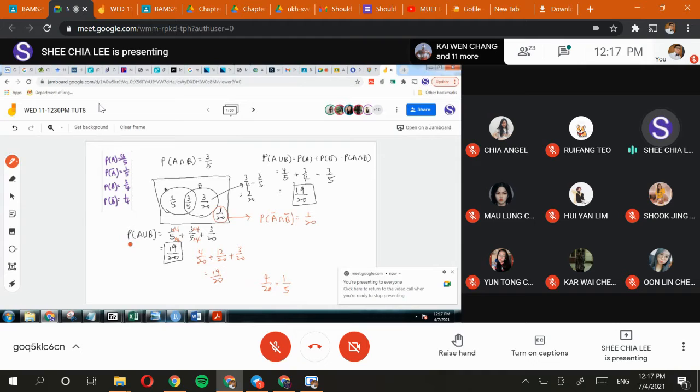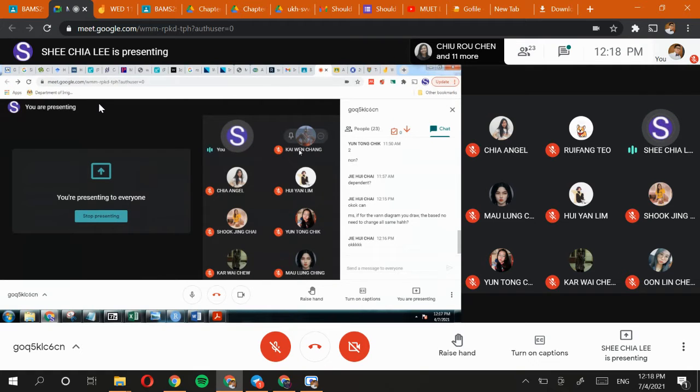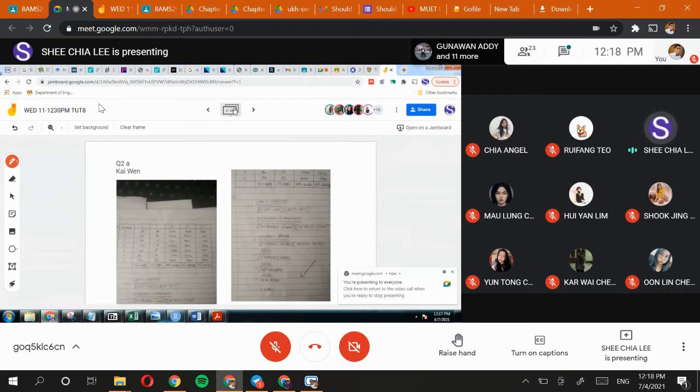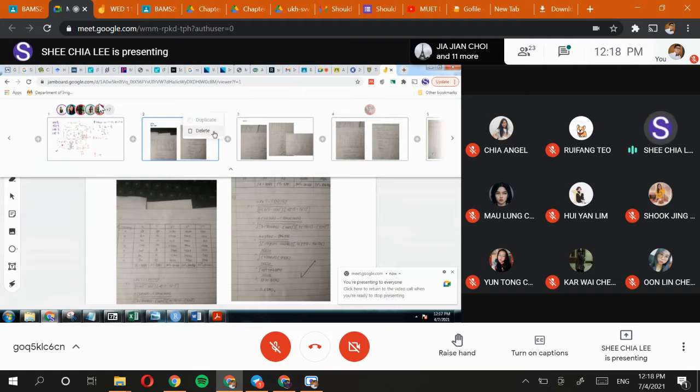If you use the Venn diagram to get your answer, then make sure you show your Venn diagram also. If you directly give this answer without the Venn diagram, you don't get full marks. You have to show it so that we know where this 1 over 5 is from, where this 3 over 5 is from, the 3 over 20. Clear? Okay, don't worry. Later, for those who are not so clear, you redo again and see whether you are okay with it or not.